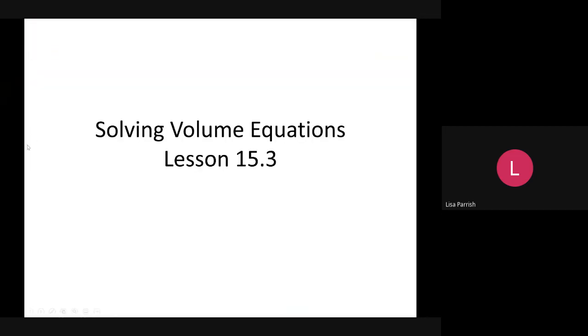I'm going to be going over today's lesson, which is solving volume equations. Your lesson before this was on finding volume, so you should have watched that lesson. And in that lesson, whether you watched it or if you were in class, you learned the formula for finding volume and you learned how to solve those. Those are pretty easy, especially after finishing surface area. So today we're going to talk about how to solve volume equations. That means what to do if you know the volume and you're trying to find one of the missing measurements.